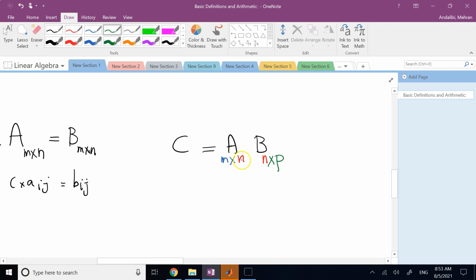Again, columns of the first one and rows of the second one have to be the same. I'll tell you in a second why. And what is going to be the result? The result is going to be those two entries in A and B that are not the common number. So it's going to be M by P.